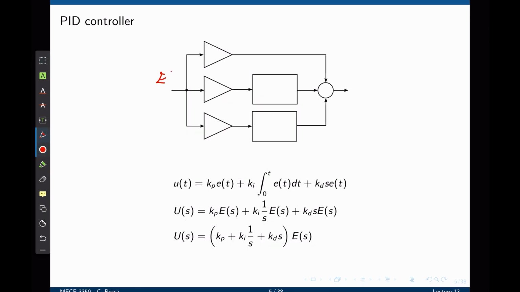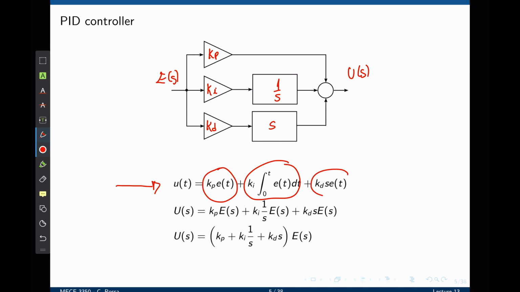The PID controller now always takes the error and outputs a signal that is proportional to the error, also proportional to the integral of the error, and also proportional to the derivative of the error. This is the output of the PID controller in the time domain. We see the error function showing here, and you have the proportional part, the integral part, and the derivative part.